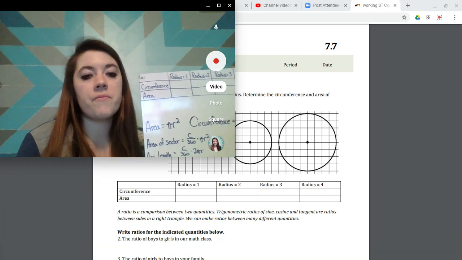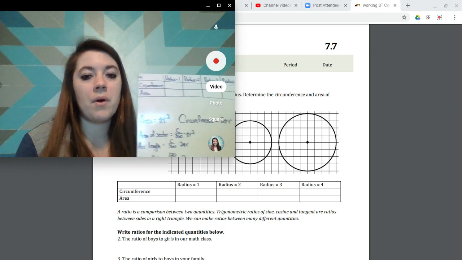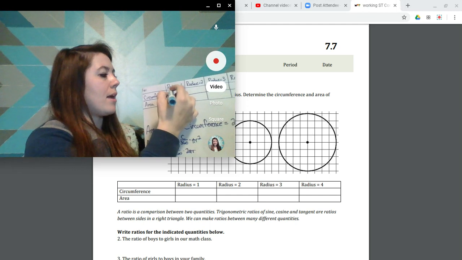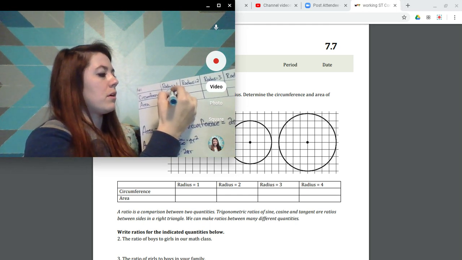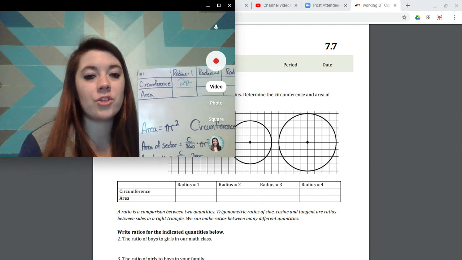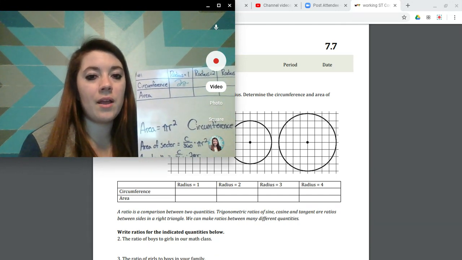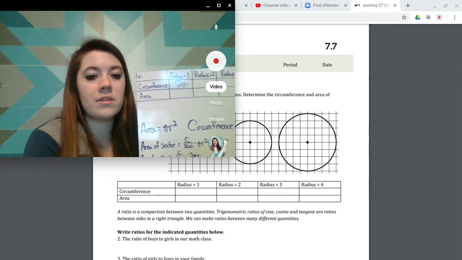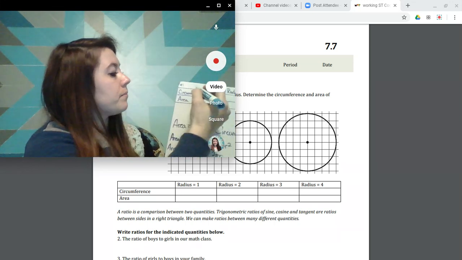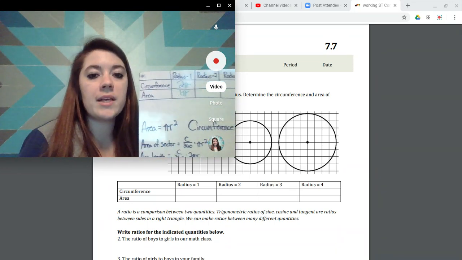So for the circumference of a radius of 1, we take 1, we multiply it by 2, and then we multiply by pi. So we're going to have 2 pi for our answer there, and you can leave your answer in terms of pi. That's perfectly acceptable. Now, what should the area be when the radius is 1? So 1 squared is 1. 1 times pi is 1 pi.